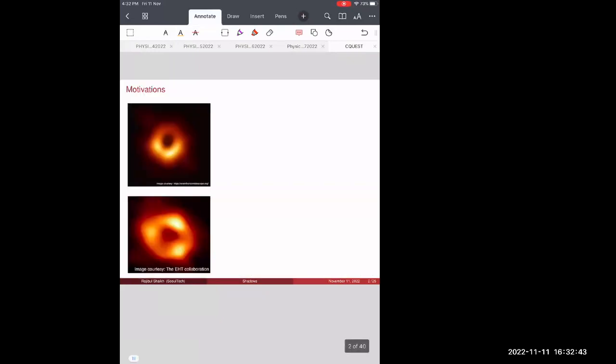These are the images that have been observed recently by the Event Horizon Telescope. This is the image of M87 and this is the image of Sagittarius A*. In these images, the central black regions are what we call shadows, and I'll be focusing on this shadow part.